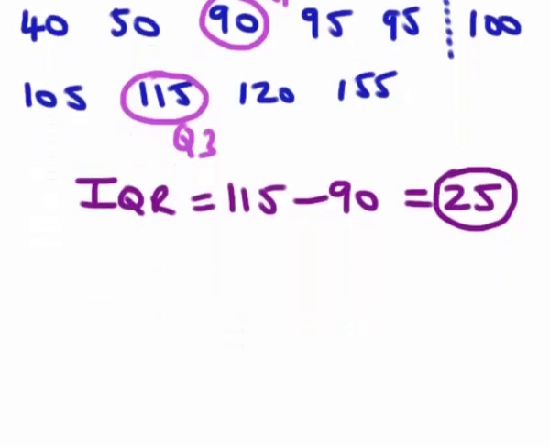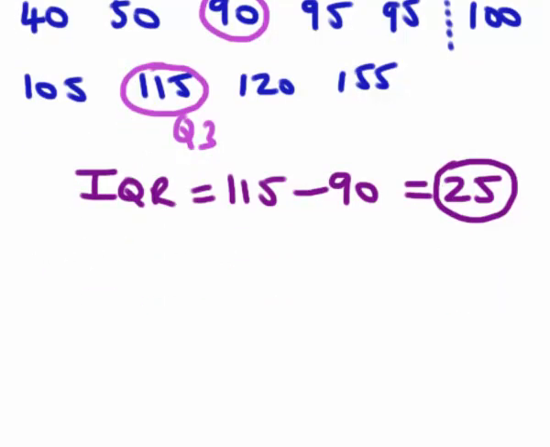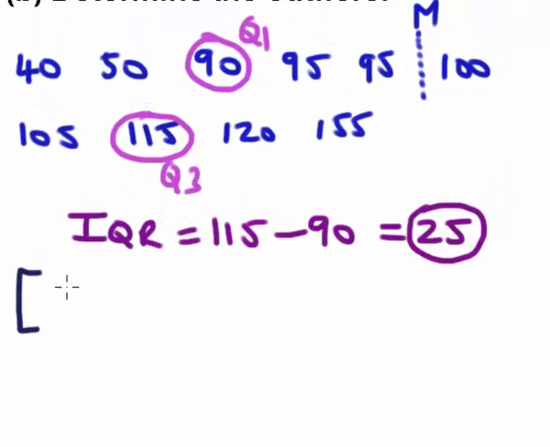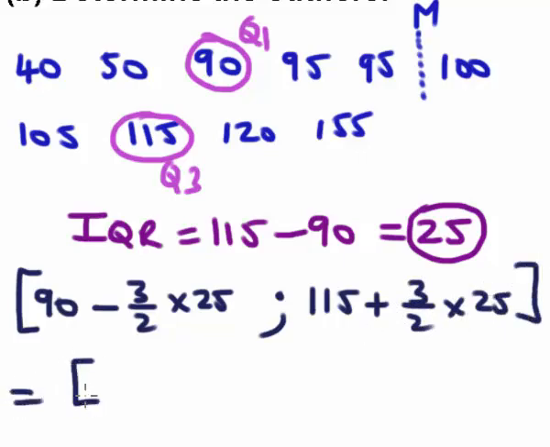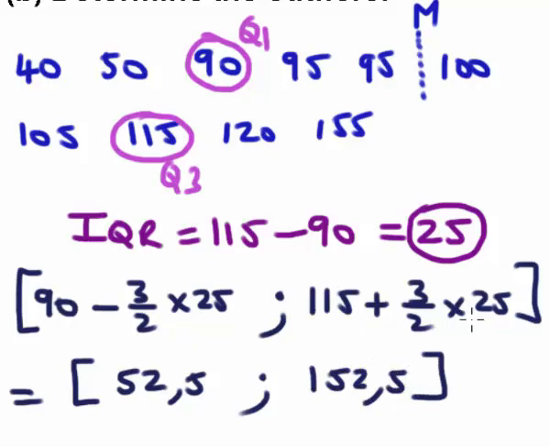Now let's get the interval. I'm going to do it directly. We take the lower quartile, which is 90, subtract 3 over 2 multiplied by the interquartile range. Then we take the upper quartile, 115, plus 3 over 2 multiplied by the interquartile range. So what does this interval come to? Well, 90 minus 3 over 2 times 25 will give us 52.5, and this is 152.5 if you simply work that out on a calculator. There we've got our outlier interval.